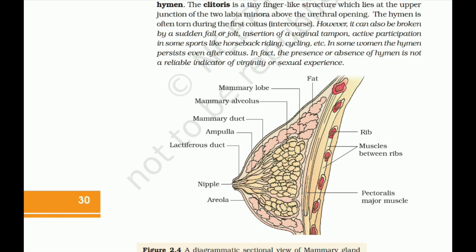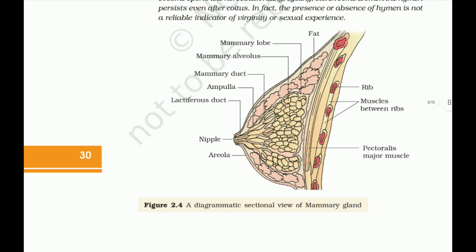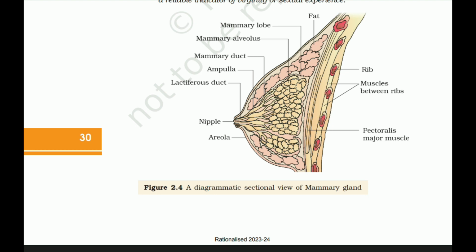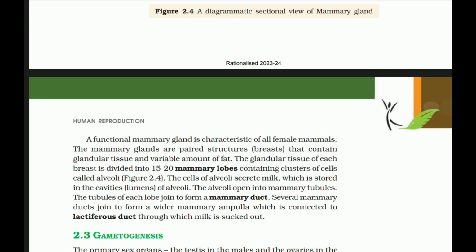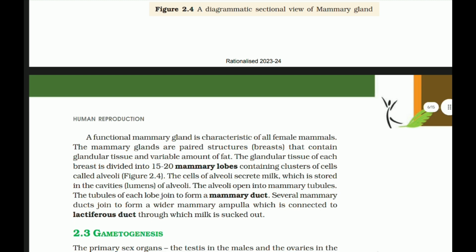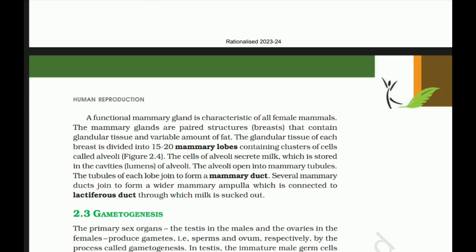Fat, mammary lobe, mammary alveolus, mammary duct, ampulla, lactiferous duct, nipple, areola, pectoralis major muscles, ribs. Figure 2.4: Diagrammatic sectional view of the mammary gland. A functional mammary gland is characteristic of all female mammals. The mammary glands are paired structures (breasts) that contain glandular tissue and a variable amount of fat.